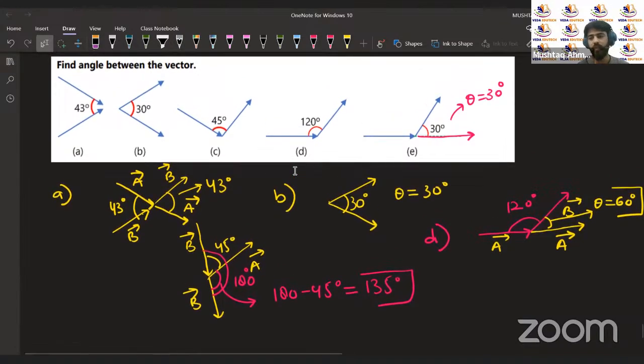So that's it for today. In the next class, we'll be discussing the triangle law of vectors and the parallelogram law of vectors, and we'll see how we add two different vectors using the vector law of addition, or how we find the resultant of the two vectors using the triangle law and the parallelogram law of vectors. Till then, take care and goodbye.